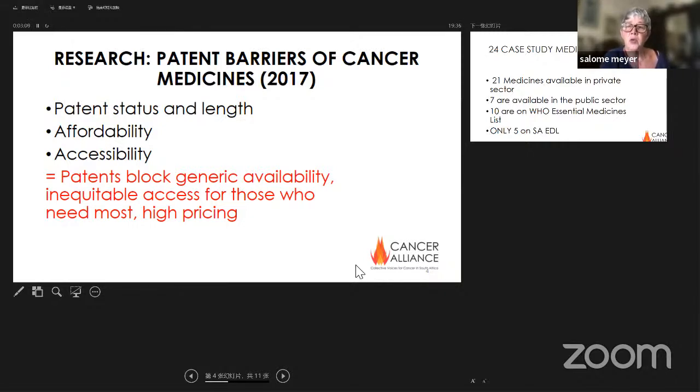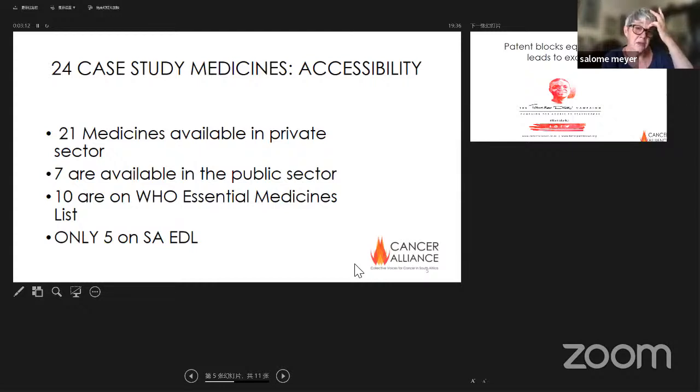Next slide, please. And what we saw was that very few of the medicines were actually available in the public sector, and already 10 of those medicines were on the WHO essential medicines list. I'm going to use two specific medicines just to highlight the difference between the public and private sector in terms of access and affordability. We decided very specifically to focus on these medicines. And I must be very open and honest. At first, I thought, oh, this is going to be an easy task.